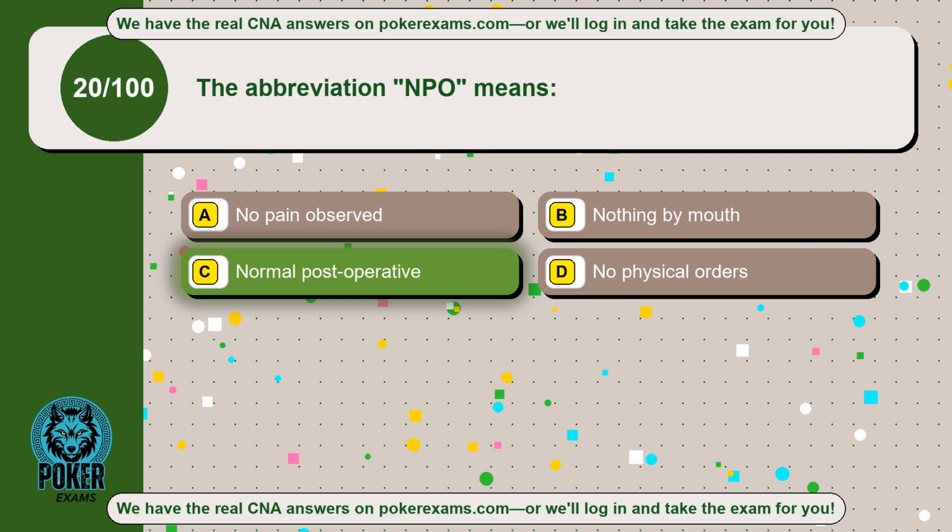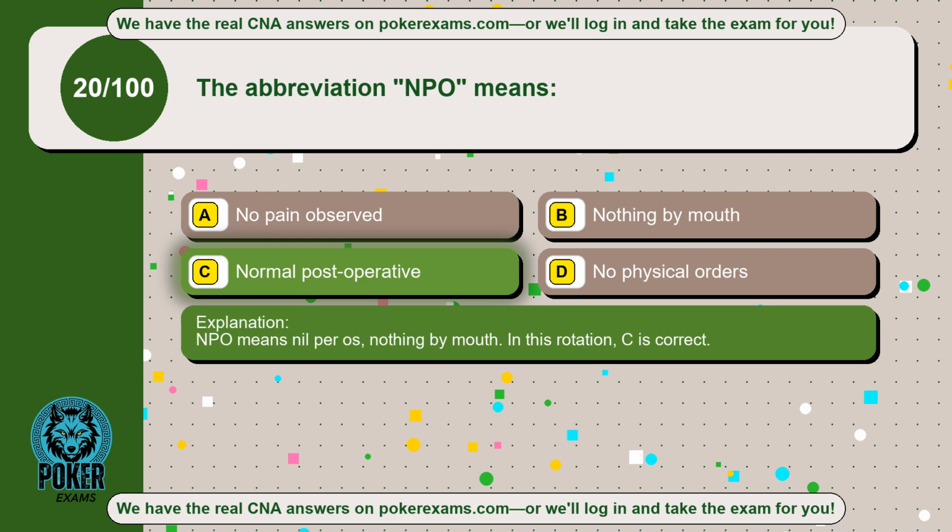Normal post-operative. NPO means nil per os, nothing by mouth. In this rotation, C is correct.